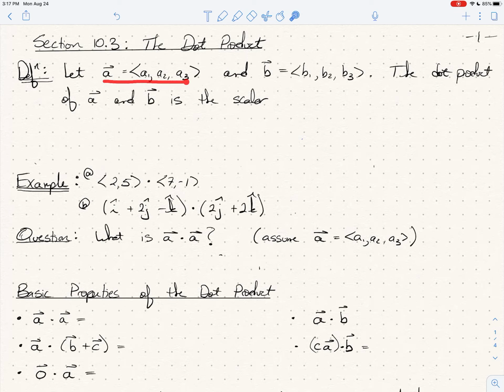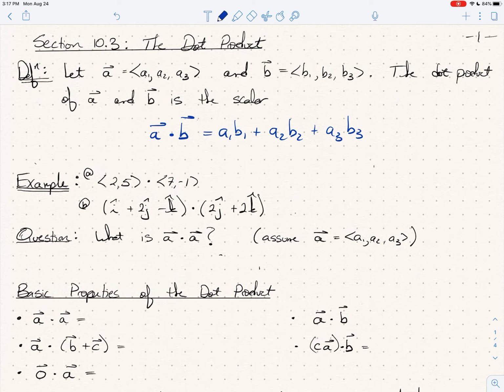I have a vector A in component form and then B in component form. The dot product of A and B is a scalar, actually. So we dot these two vectors and we get out a scalar. We denote it by A and then a big dot B. The dot product A dot B is equal to the first component of A times the first component of B, so A1 B1, plus the second component, A2 B2, plus, you get the idea now, A3 B3.